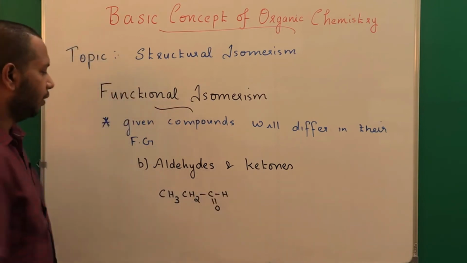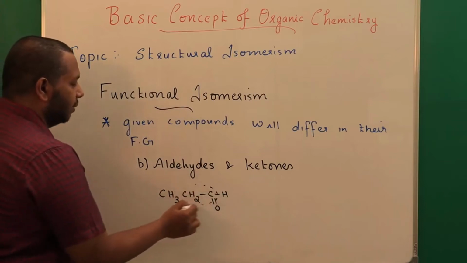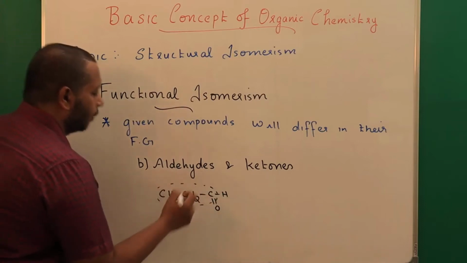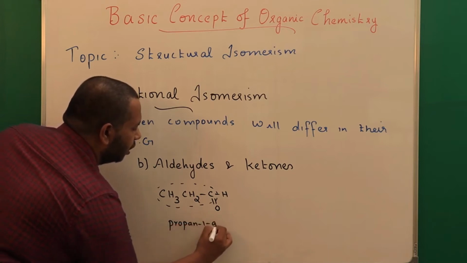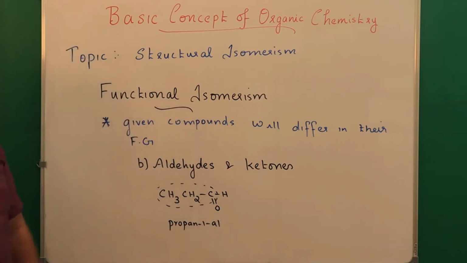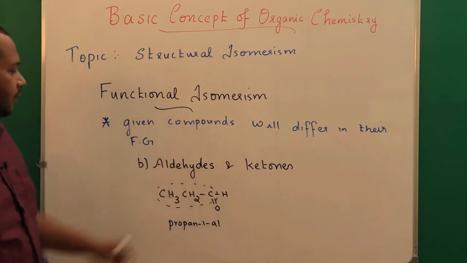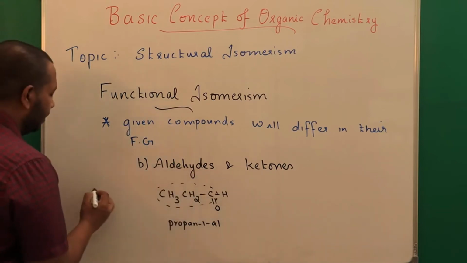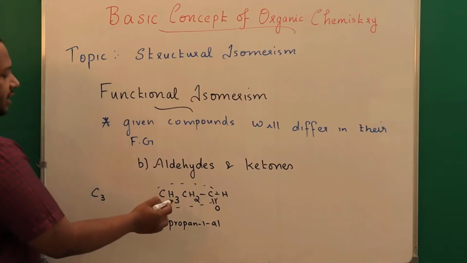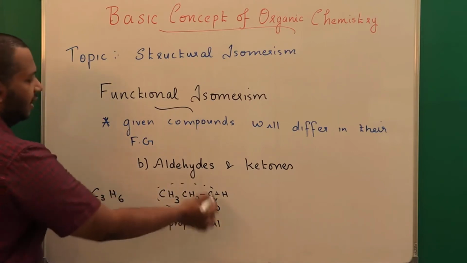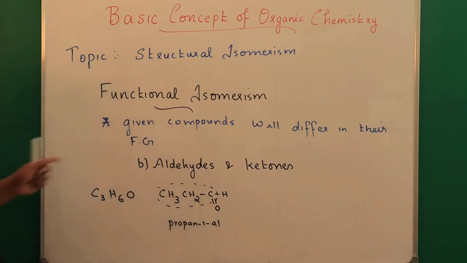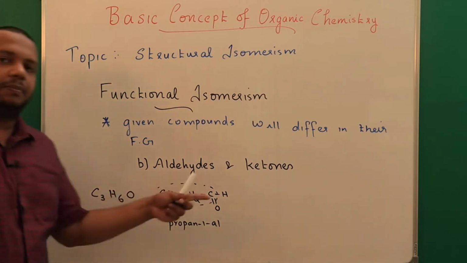So what is the name of this compound? In the principal carbon chain, 3 carbon atoms are there. So we can say this is propan-1-al. Correct? Now if you count here, how many carbon atoms are there? C3, 3 carbon atoms. Hydrogen: 3 plus 2 is 5, 5 plus 1 is 6. So C3H6, and you can see 1 O is there. So this is the molecular formula.